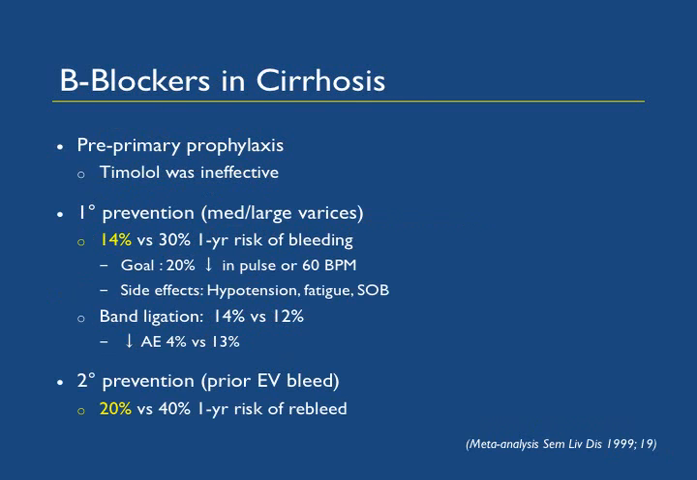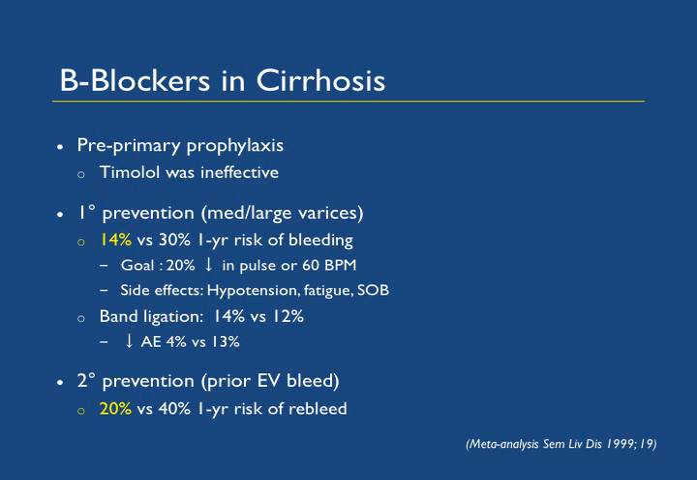With regards to recommendations for beta blocker use in patients with cirrhosis, there are several important points to be aware of. First off, there was a recent study published in the New England Journal of Medicine looking at patients with compensated cirrhosis who did not have varices at entry, and they were randomized to Timolol versus no beta blocker therapy and prospectively followed for several years. What was shown in that study was that Timolol did not prevent the development of new varices, so therefore pre-primary prophylaxis to prevent varices from developing is not effective and is not recommended in patients with cirrhosis who do not have varices at their index endoscopy.